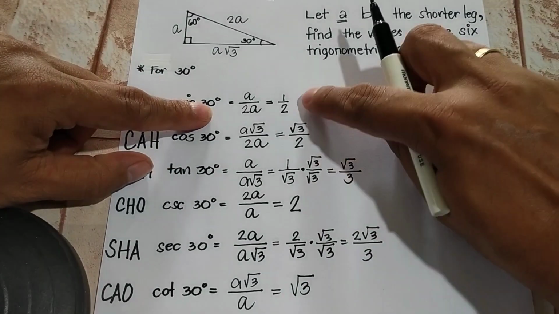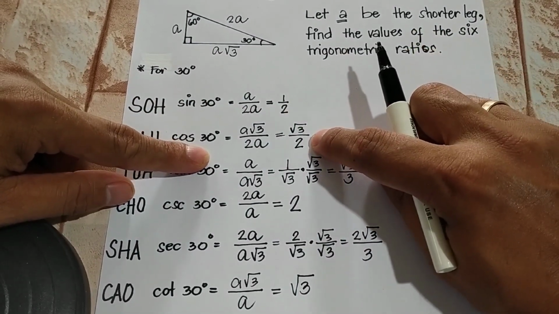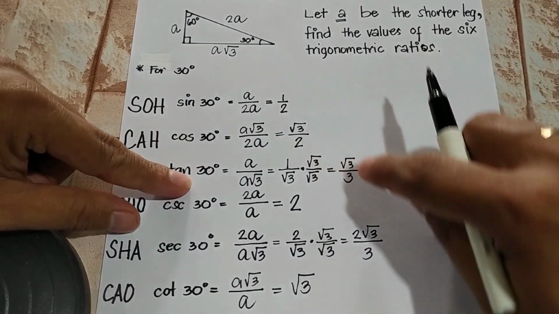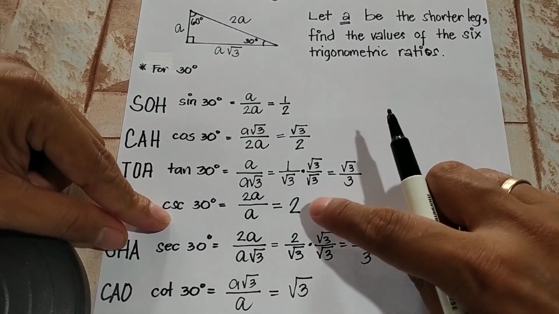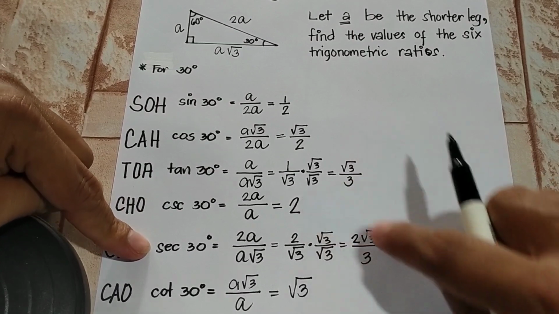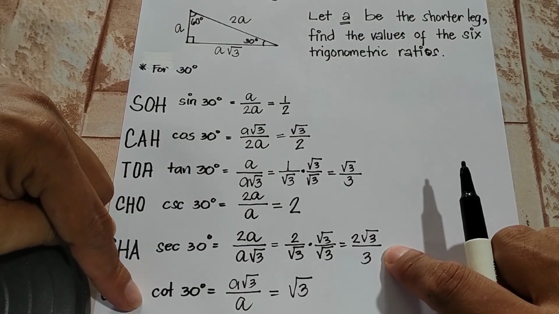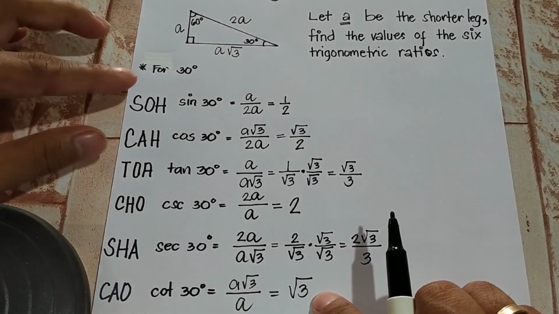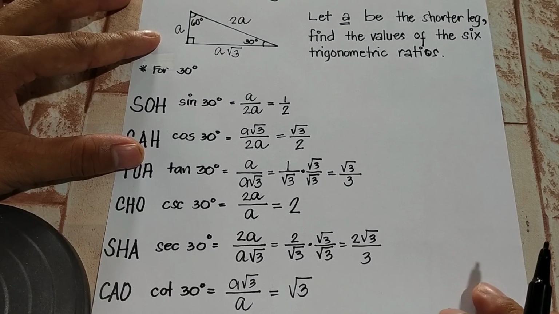Again, sine 30 is 1/2. Cosine 30 is square root of 3 over 2. Tangent 30 is square root of 3 over 3. Cosecant 30 is 2. Secant 30 is 2 square root of 3 over 3. And cotangent 30 is square root of 3. Is that clear? Okay.